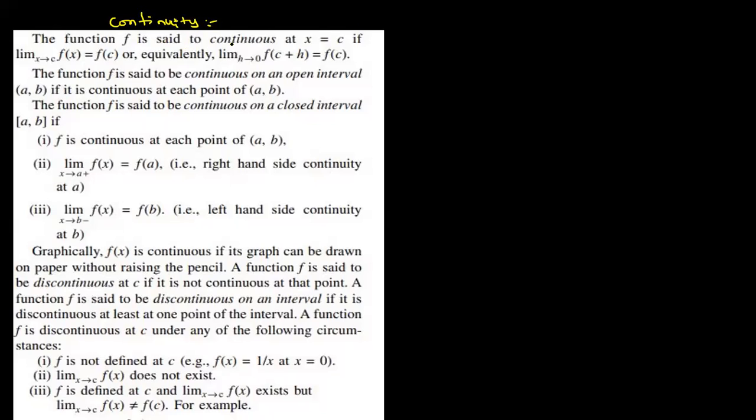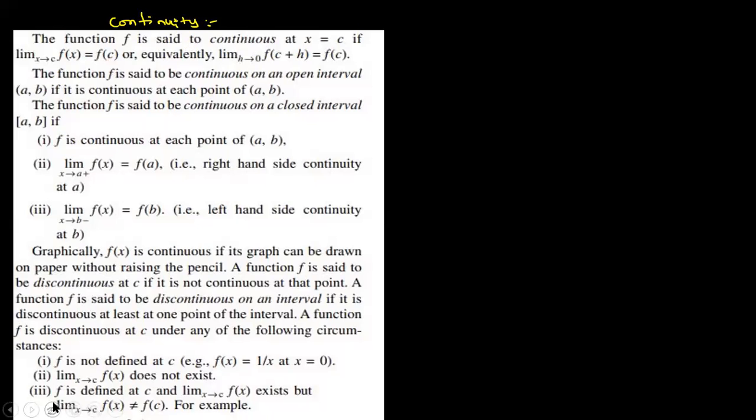The function f is said to be continuous at x equal to c if the limit as x tends to c of f of x is equal to f of c. Or equivalently, you can say it like this, dear students: if the limit as x tends to c of f of x equals f of c, then f is called continuous at x equal to c. That is the meaning.